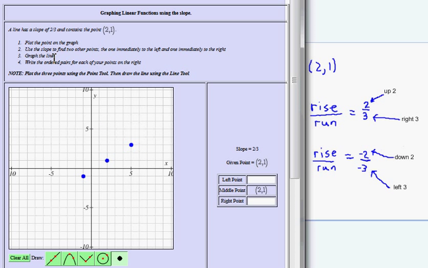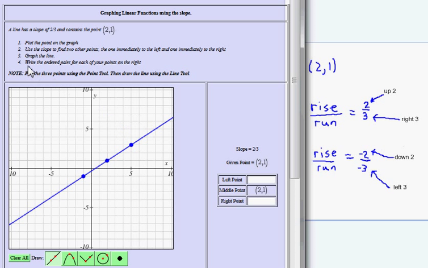Step 3 is to graph the line. You do this by using the line tool, which is located down here. Click it, pick any point, click and hold your mouse button on that point, and move until you have a line. Go to the other points, let go of the mouse button, and you've drawn the line.